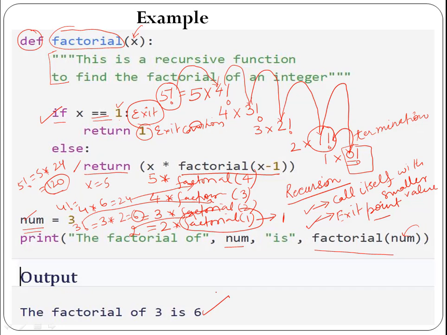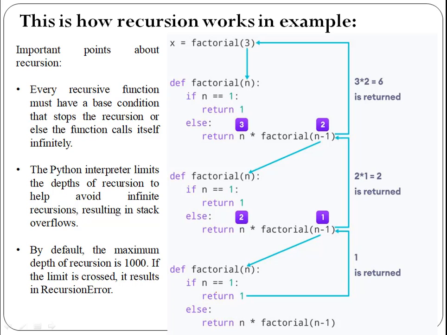In recursion we are calling the function itself but taking care of two conditions. First is calling itself with a smaller value, and there must be an exit condition when it is calling itself. So it should stop somewhere where it should not call itself again. So this is how the recursion works in example. So first again let's recap everything.